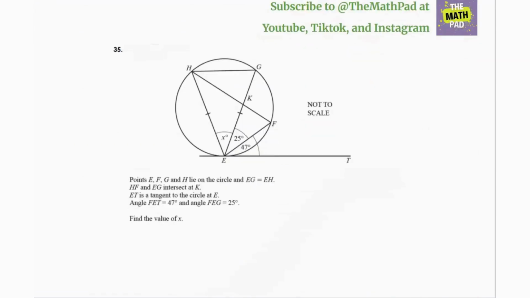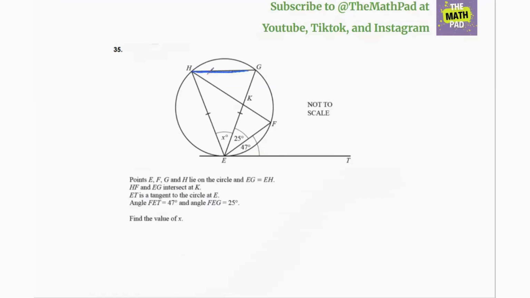Then this one: points E, F, G, and H lie on the circle and EG equals EH. HF and EG intersect at K. ET is a tangent to the circle at E. Angle FET is given as 47 degrees and FEG is 25 degrees. Find the value of X.